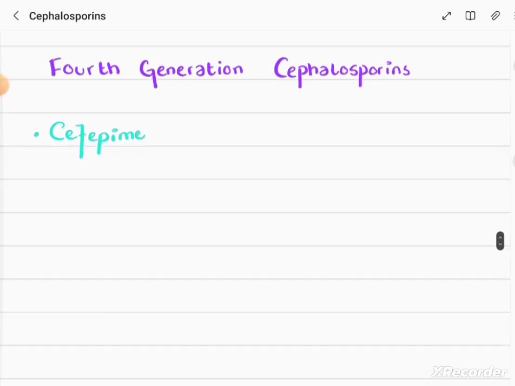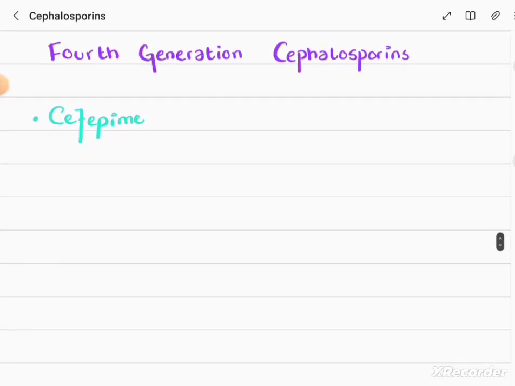The fourth generation of cephalosporins only has one drug, which is called cefepime, and it is more resistant to hydrolysis by the beta lactamases. However, third generation cephalosporins are hydrolyzed by the extended spectrum beta lactamases. Now, cefepime has very good activity against Pseudomonas aeruginosa, which is a very notorious bacteria that causes a wide variety of hospital-acquired infections.